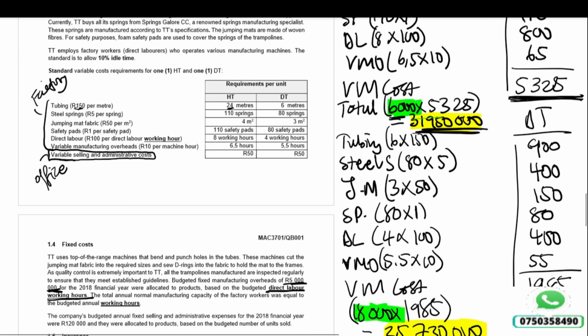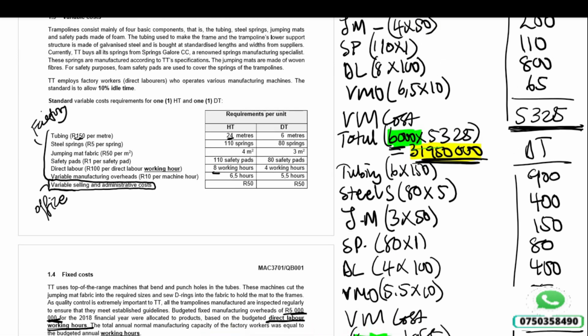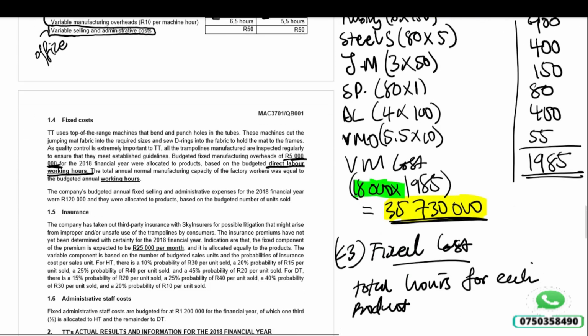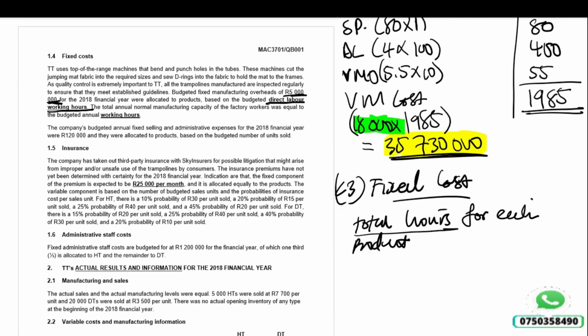You are not going to allocate based on 8 and 4, to say 8 plus 4 gives 12, then 8 over 12 times 5 million. That is wrong. Why? Because you are doing it per unit. You must calculate the total hours for each product. So the allocation has to be on the total hours.